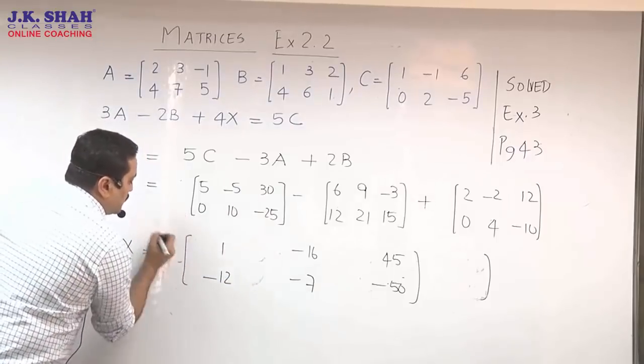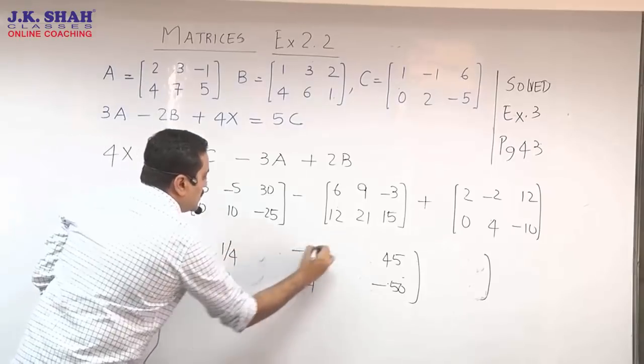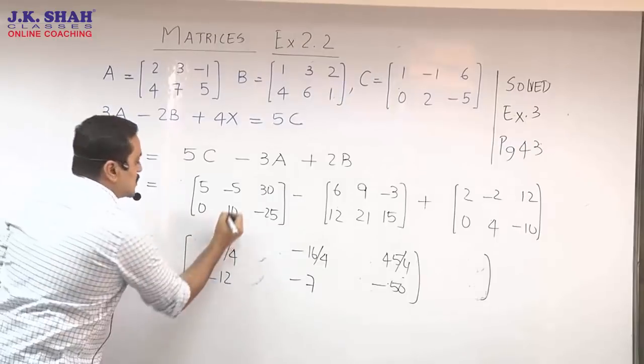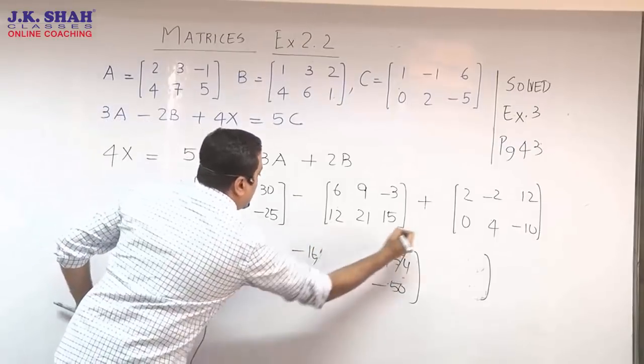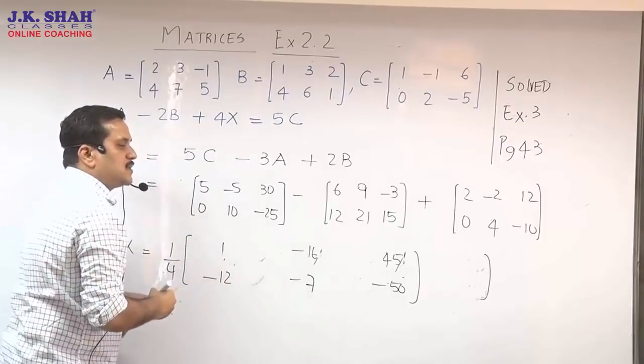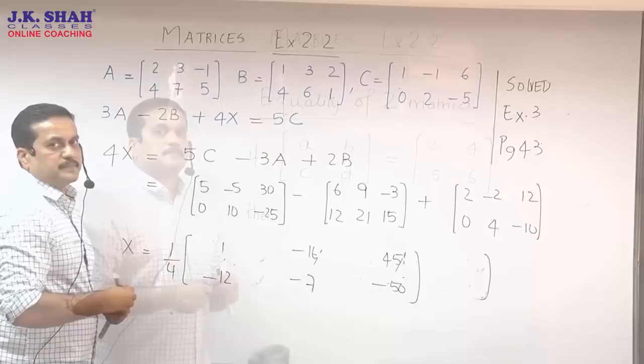Now if you push 1 by 4 inside, it's going to be 1 by 4, 1 by 4, 1 by 4. Unnecessarily you are making it ugly. So keep your 1 by 4 outside. I repeat, you pass it inside only if you find all the elements inside the matrix are multiples of 4.